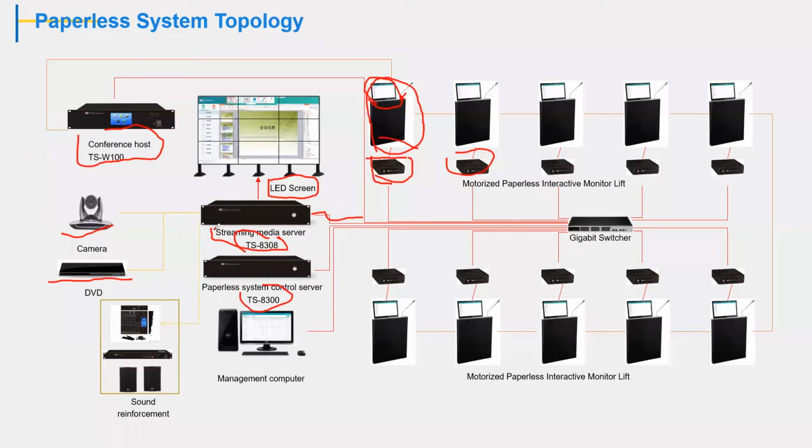During the meeting, the client may also need some sound reinforcement. In this case, we can use our professional sound system for sound reinforcement. The paperless system also comes with a management computer, but this management computer needs to be purchased in the local market, and it will be installed with the control software to control this whole paperless system, such as lifting up and lifting down, meeting agendas, and some other functions.